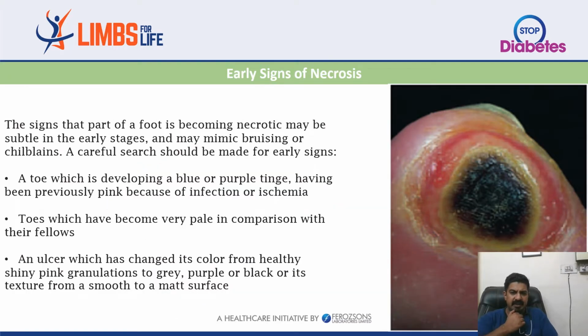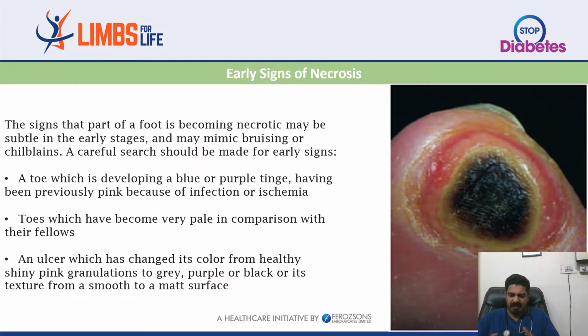So the early signs of necrosis are very important. A lot of times the toe is involved. There are subtle early changes, and they may mimic bruising or chilblains. A careful search should be made for early signs, which will include a toe which is developing a blue or purple tinge, a discoloration, having been previously pink, and now it could be happening because of ischemia or infection.